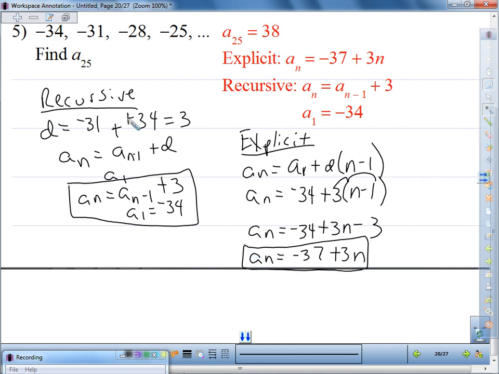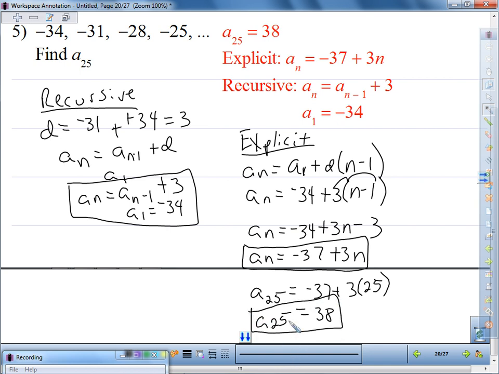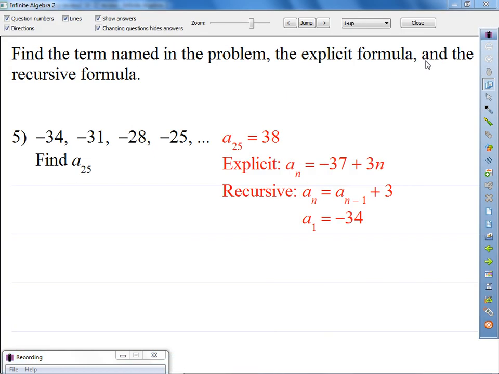Okay, now we want to find the 25th term. To find the 25th term, we substitute the 25 in for n. So a sub 25 is equal to negative 37 plus 3 times 25. Okay, and then so when we multiply and then end up adding a negative number, we end up subtracting, but anyway, we end up with 38 as our 25th term. Okay, so that was number 5. Let's look at the next problem.